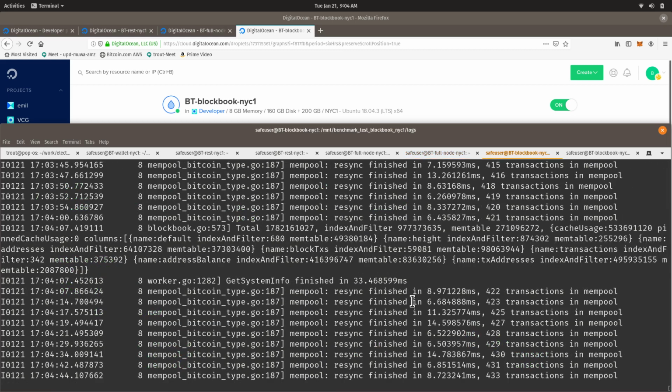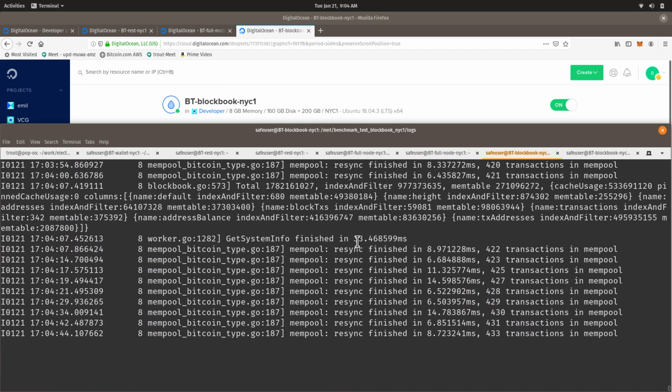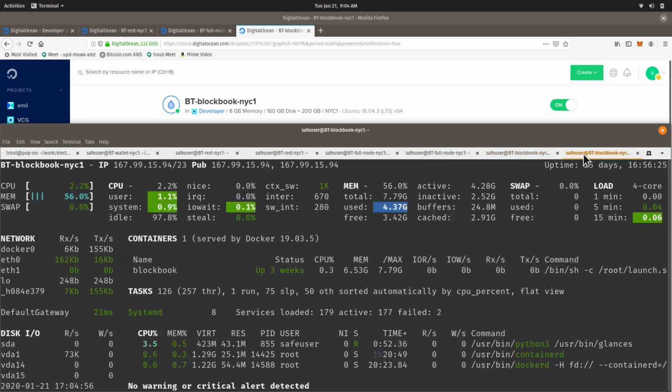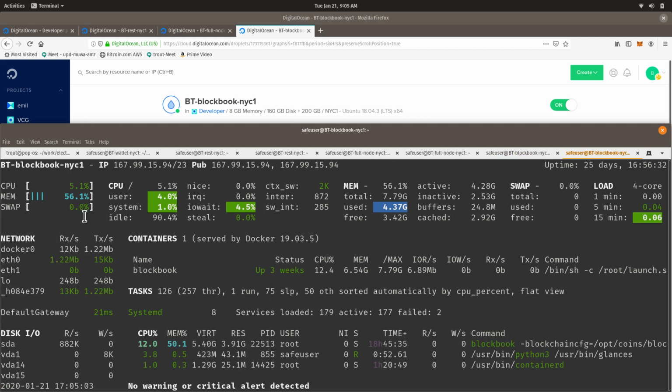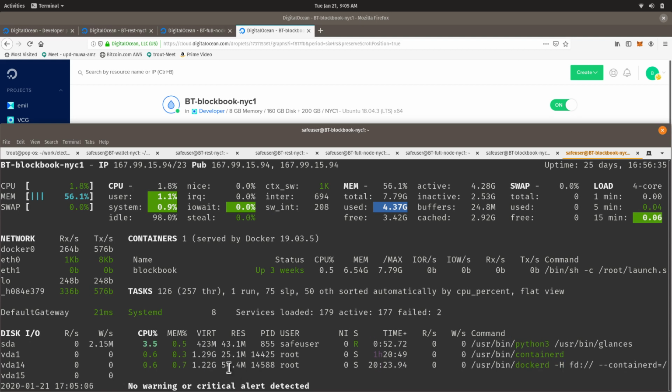And then finally there's Blockbook. This is the running log of Blockbook, and it's just sitting there staying synced. It's basically in idle mode right now. It is using about 50% of its memory. It's an 8 gigabyte droplet, so that's about 4 gigabytes of memory just sitting there.